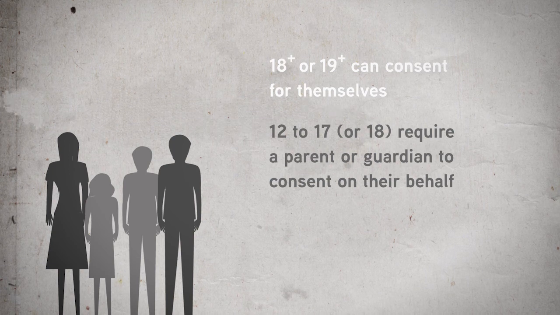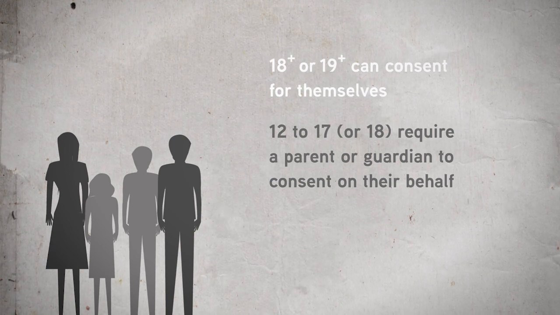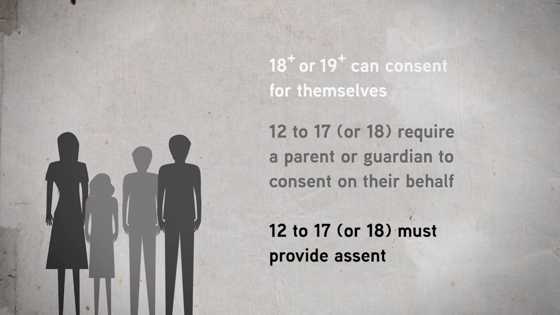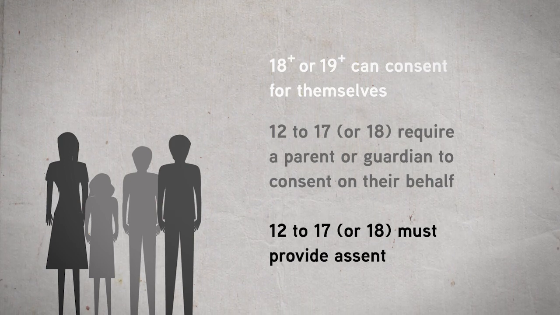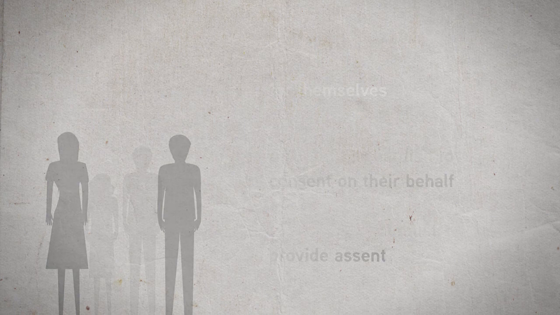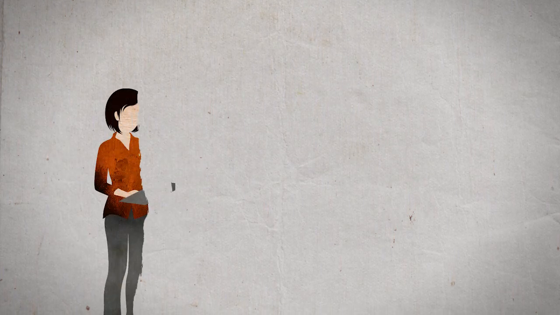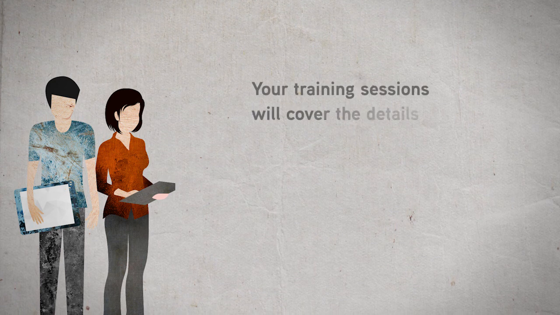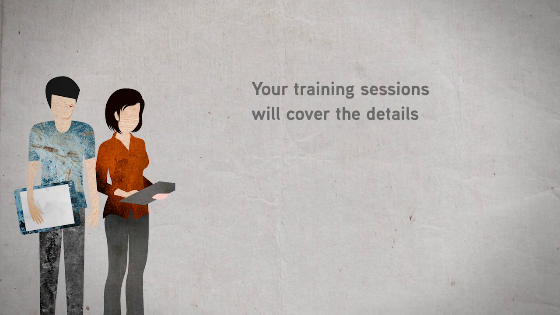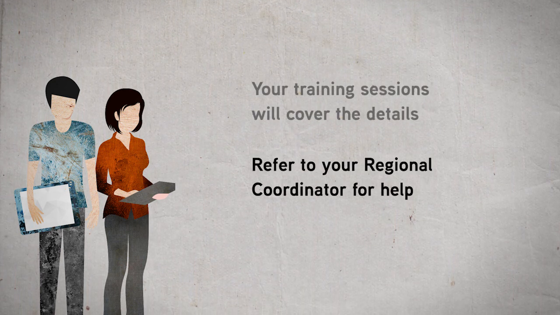Youth, individuals aged 12 to 17 or 18 depending on the region, are also asked to provide agreement or assent, which simply means they are willing to participate. Please note that there are special circumstances in which these rules don't apply. Your training sessions will cover these in detail, but if you're ever in doubt, refer to your regional coordinator for help.